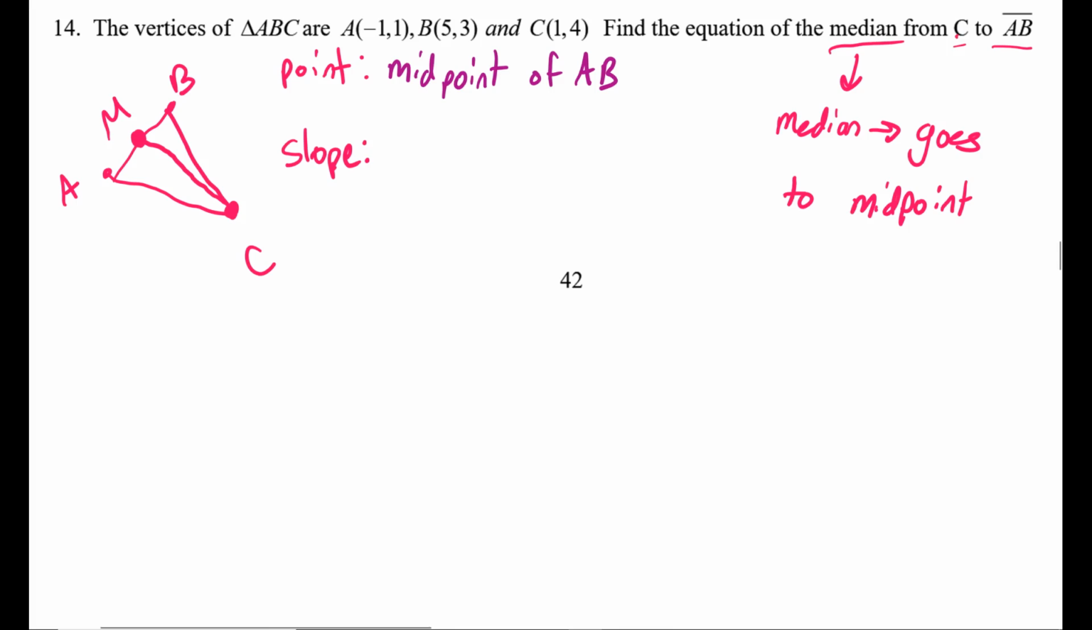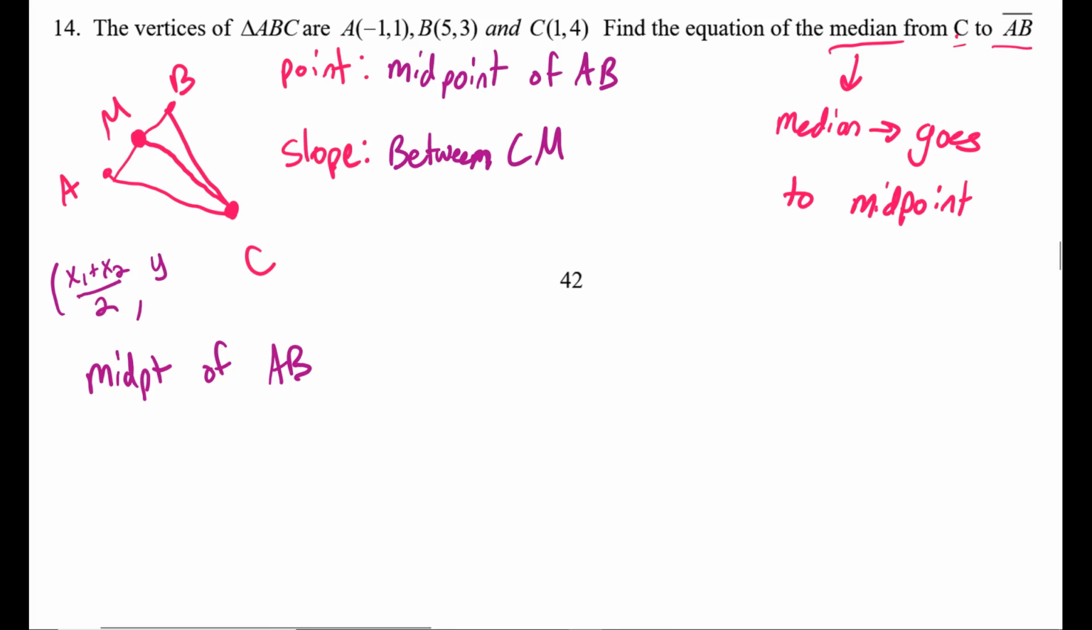And then to find a slope, we're just going to find the slope between C and M. And we could plug into the slope formula to find that. So I'm going to start with the midpoint of AB. If you don't remember the midpoint formula, that's just the average of the x's. So x1 plus x2 divided by 2, comma, the average of the y's, y1 plus y2 divided by 2.